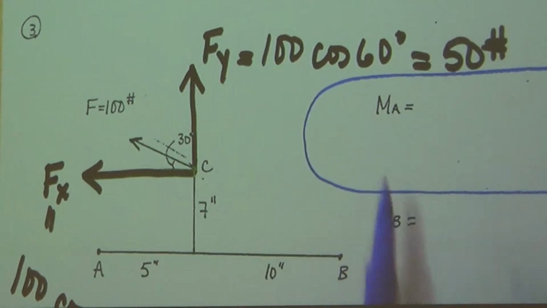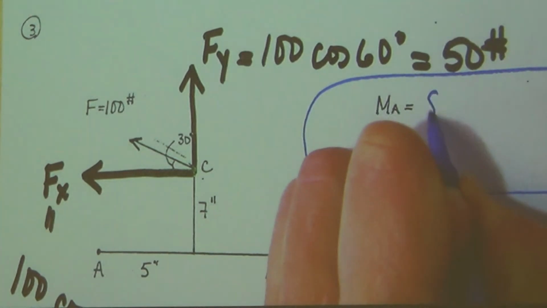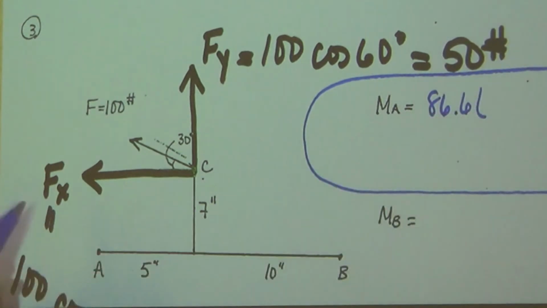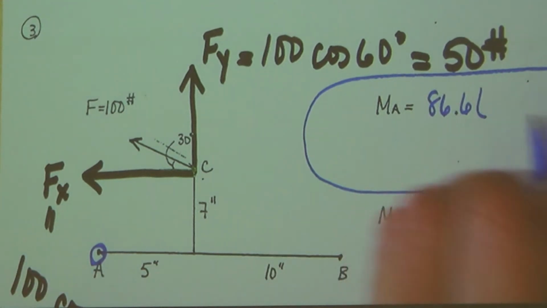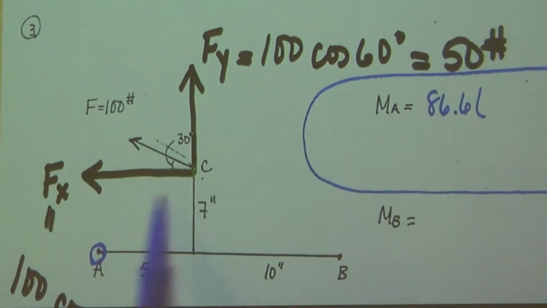Okay, so, Claire, we're up to you. Moment about A. So first I'm going to do Fx, so 86.6 times, here's point A. What's the perpendicular distance from Fx to A? Fy. The distance. I'm so sorry. But you're right, the y distance, what is it?